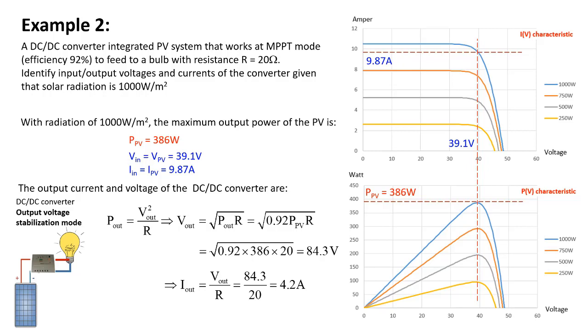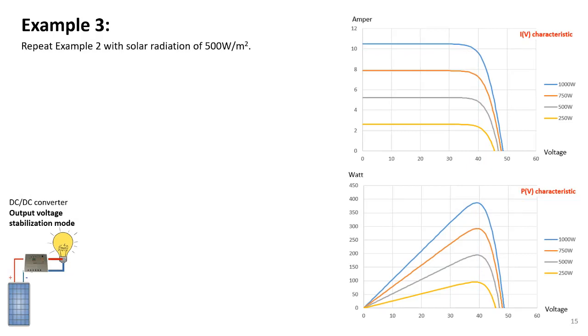Therefore, we can see that the most suitable bulbs to be mounted to this PV system are those with nominal voltage of about 110 volts and nominal current from 4 to 5 amperes. Now, please stop the lecture again for 10 minutes and try to solve the problem in example 3, in which every parameter is kept the same as in example 2, except the solar incidence is 500 watt per meter square.